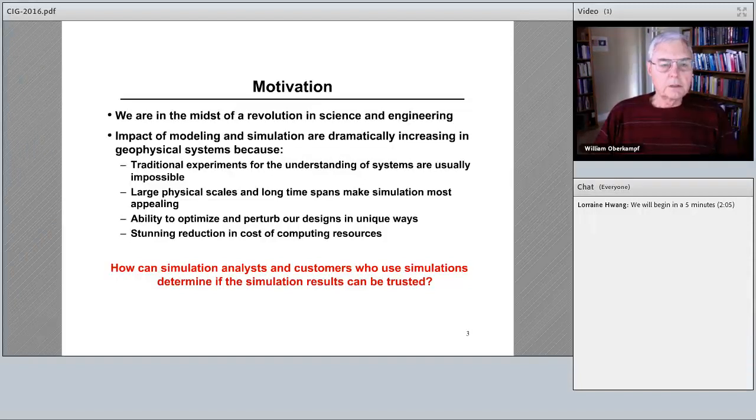So the fundamental issue that I want to address is how can simulation analysts and customers who use simulation determine if the simulation results can be trusted. And sometimes I'll refer to the simulation analysts as suppliers of information, and the customers are your customers if you provide these simulations. These could be regulatory authorities, government authorities, or it could be a for-profit organization.